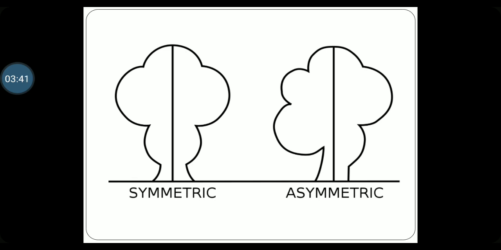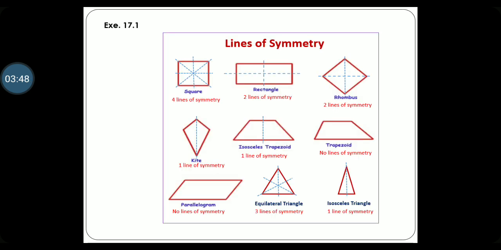Now you need to do exercise 17.1. You are basically going to tell me how many lines of symmetry these shapes have. So how many times can you fold this shape so that it fits exactly onto itself? Here we have a picture of it. We have a square, a rectangle, a rhombus, a kite, and so on. But I want you to just look at the square, for example. It has 4 lines of symmetry because it can be folded in 4 different ways, and it would still be exactly half of the shape, right?